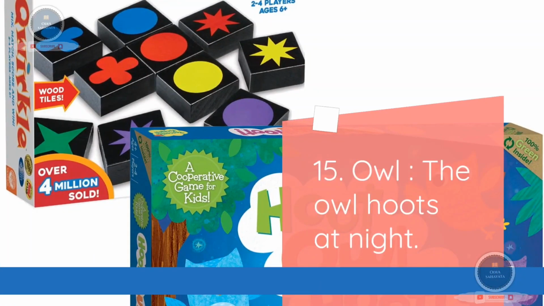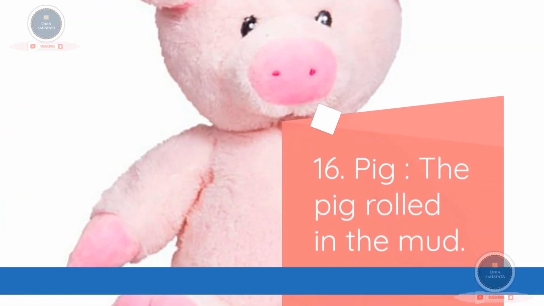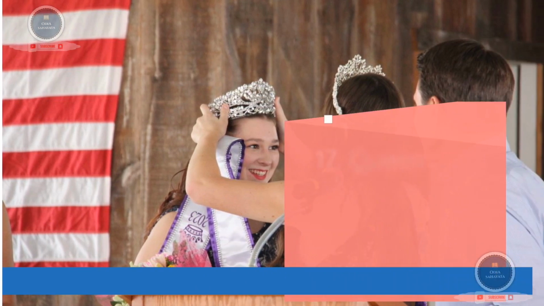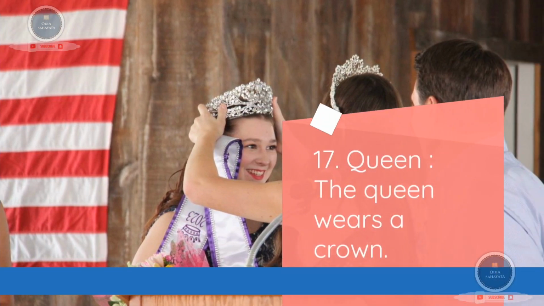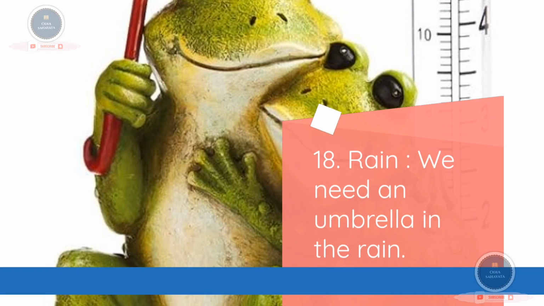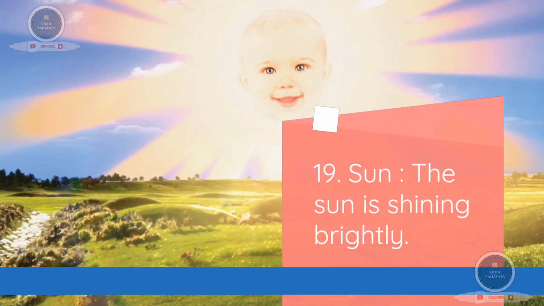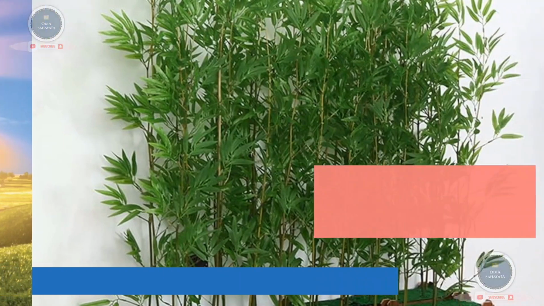15. Owl, the owl hoots at night. 16. Pig, the pig rolled in the mud. 17. Queen, the queen wears a crown. 18. Rain, we need an umbrella in the rain. 19. Sun, the sun is shining brightly.